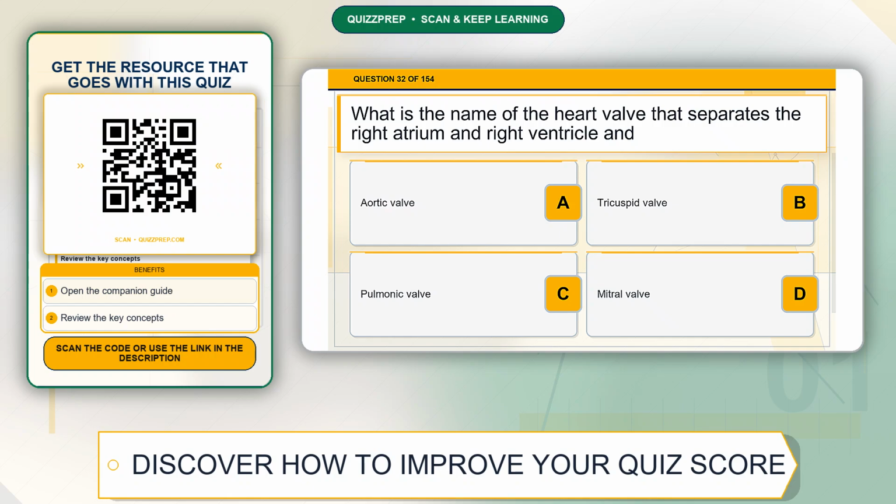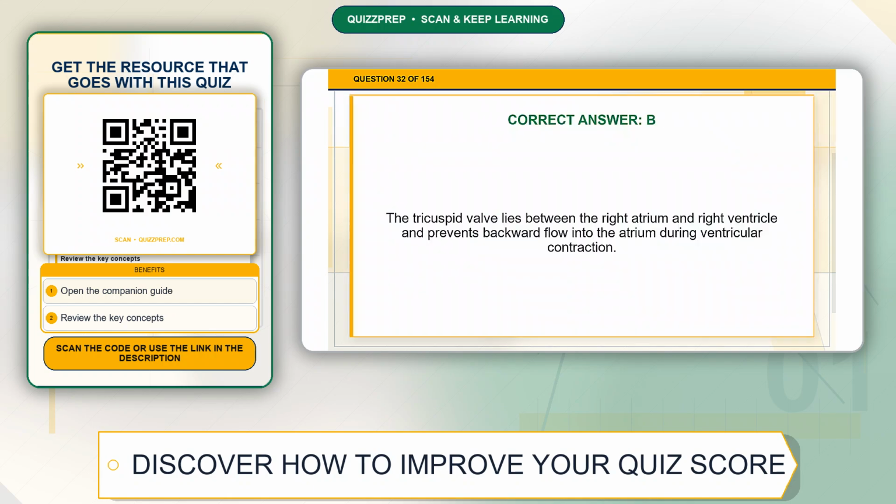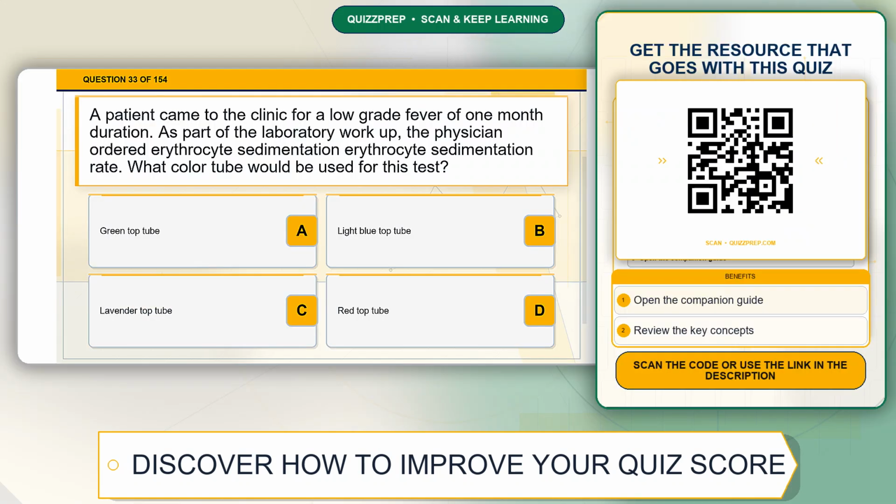Option D, mitral valve. The correct answer is option B, tricuspid valve. Explanation. The tricuspid valve lies between the right atrium and right ventricle and prevents backward flow into the atrium during ventricular contraction. Question 33. A patient came to the clinic for a low-grade fever of 1 month duration.